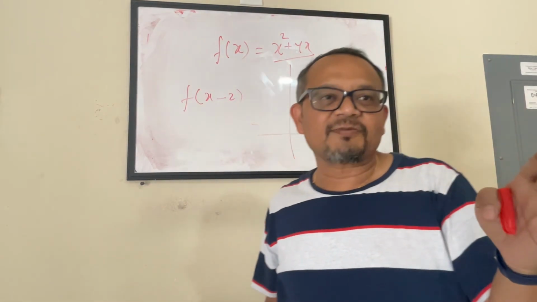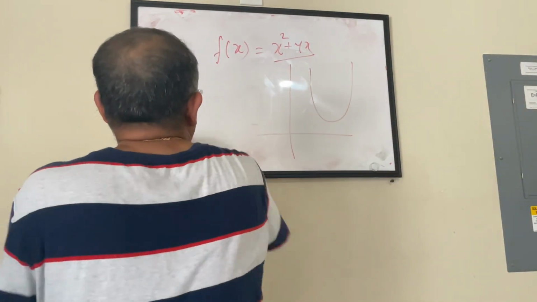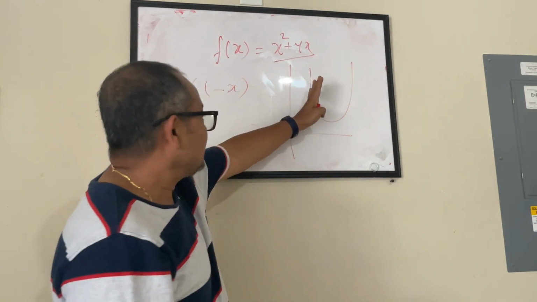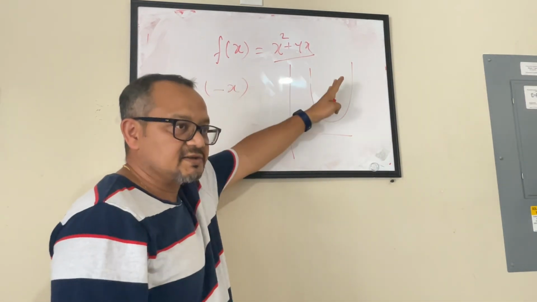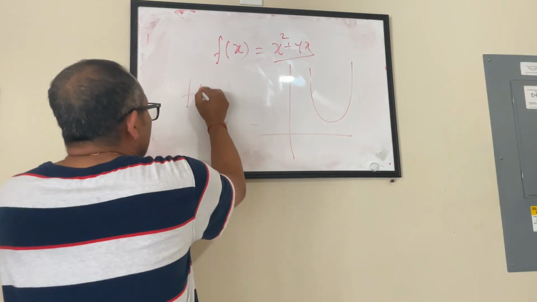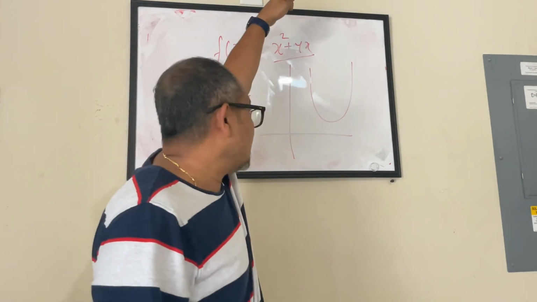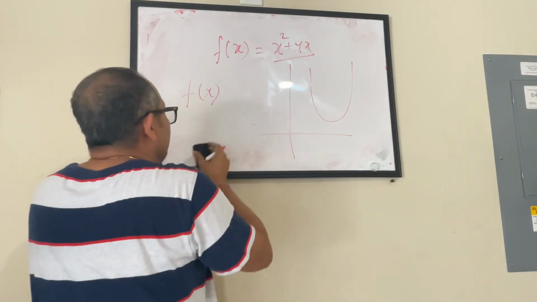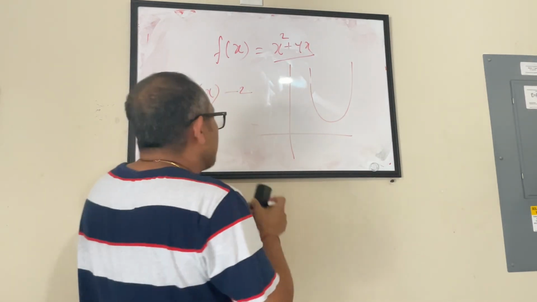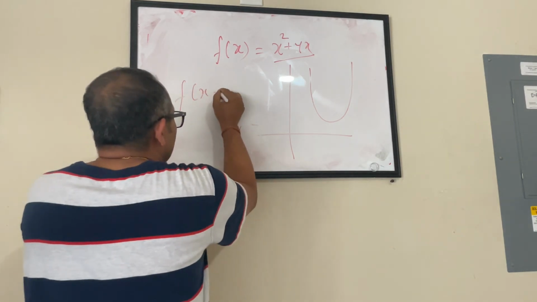So one answer I have got right: function of x becomes function of minus x. It creates a mirror image against the y-axis. This one is fine. If function of x becomes function of x plus 2, it moves up. If I say function of x minus 2, it moves down by 2 points. Up to this point is fine. Now I want to know what happens when I say function of x plus 2.